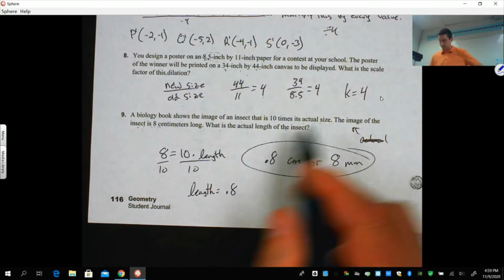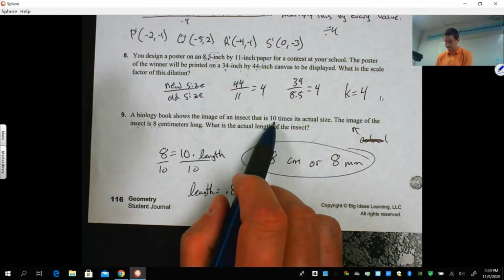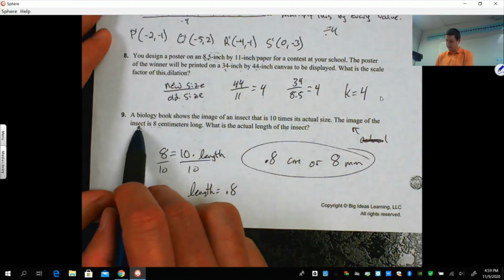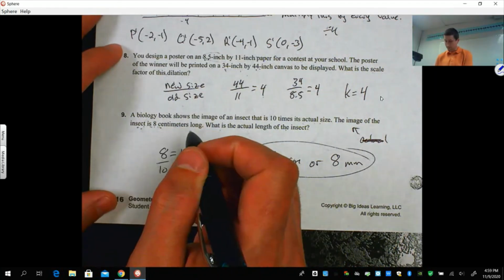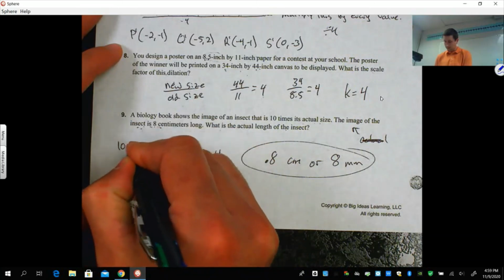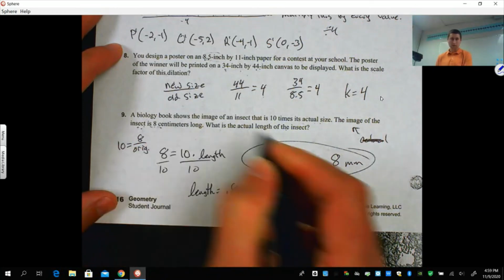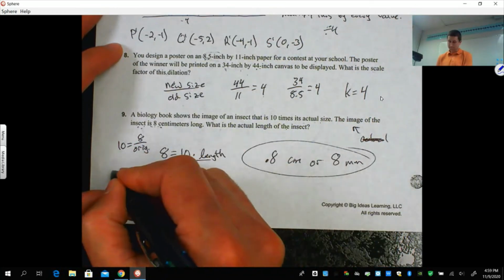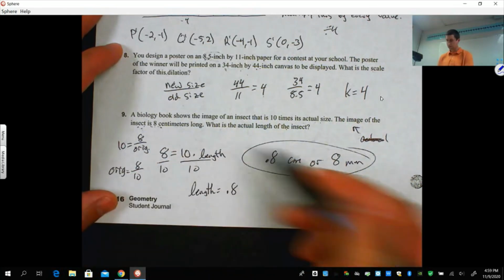Okay? So that's the actual length of the insect. So you know its K is 10. You can think about it this way. This is the one in the book. So you could say 10 equals 8 over the original. You can solve for the original there. So the original equals 8 over 10, which is 0.8.